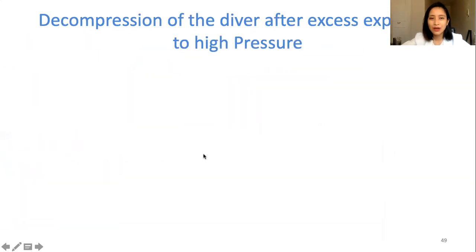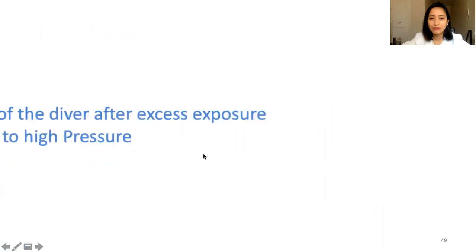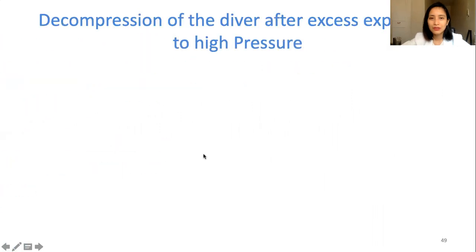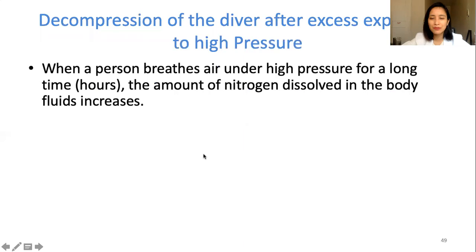So what to do? So we do decompression of the diver from excess exposure to high pressure. When a person breathes air under high pressure for a long time, the amount of nitrogen dissolved in the body fluid increases. So what do they do?